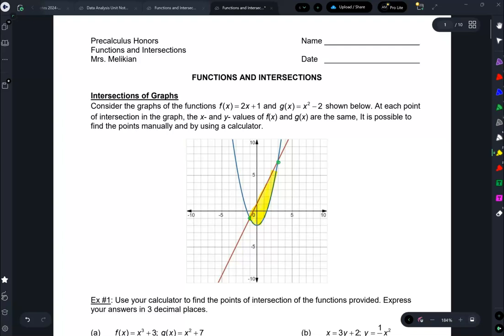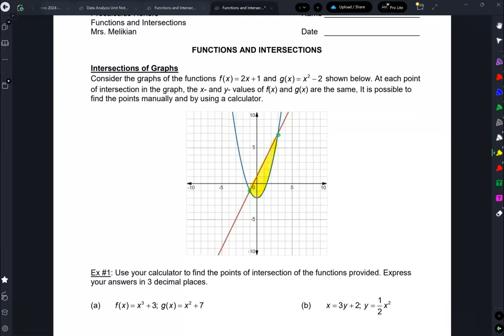So often in calculus what you would need to do is find, let's say, the area of that region. To do that, you first need the coordinate points.